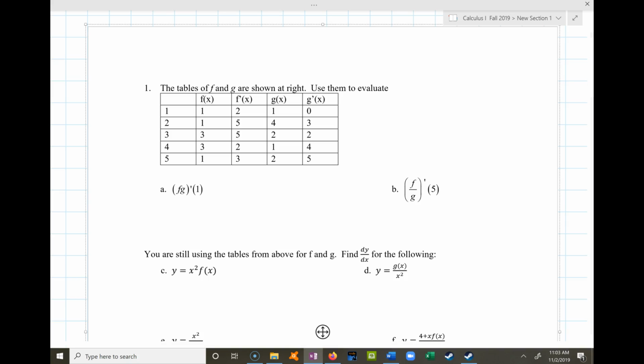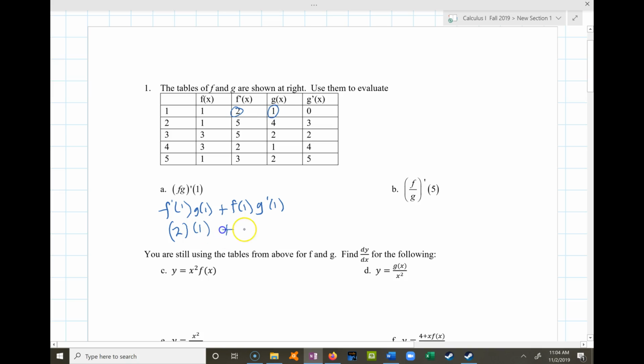So this first one, A, says take the derivative of f times g, but then evaluate it at 1. So that would be f prime of 1 times g of 1 plus f of 1 times g prime of 1. So then we just go up to the table and plug in the right things. So for f prime of 1, that's 2. g of 1, so there's my 2. g of 1, that's 1. f of 1, that would be 1. And g prime of 1, that would be 0. So of course in the end it'd just be 2.